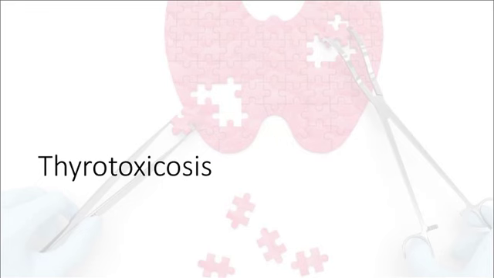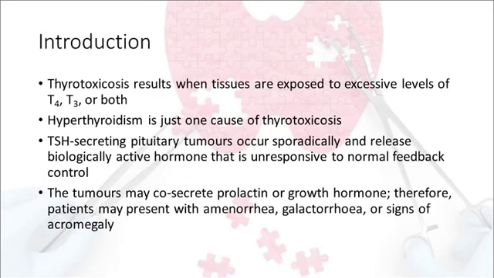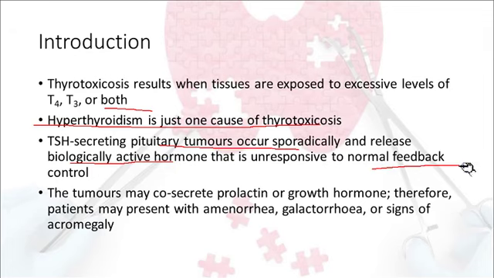So the first thing we're going to discuss is thyrotoxicosis. Now, thyrotoxicosis results when tissues are exposed to excessively large amounts of either T3 or T4 or both. Hyperthyroidism is just one cause of thyrotoxicosis. Thyroid stimulating hormone secretory pituitary tumors occur sporadically and release biologically active hormones that are unresponsive to the normal negative feedback loop. In so doing, you will have a large amount of T3 and T4 that way.